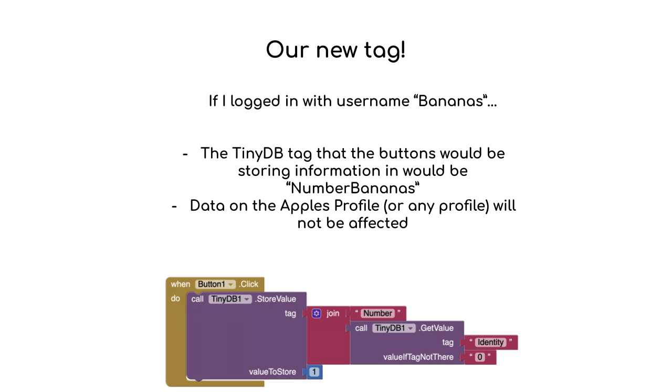When I log in with the bananas account, the TinyDB tag present would be numberBananas, meaning that no matter what I do, the data from numberApples won't be on this account, since they are two different tags. This makes it so that for any number of accounts that I make, the data saved on them will be different, which is how the whole data saving part works.